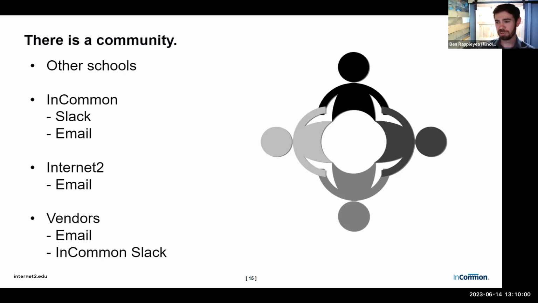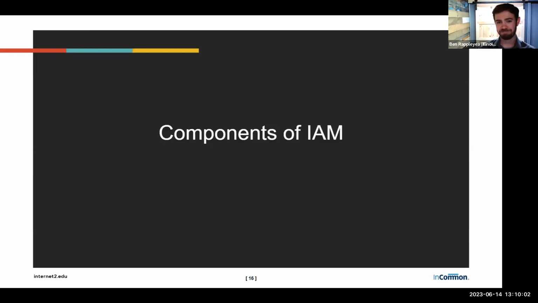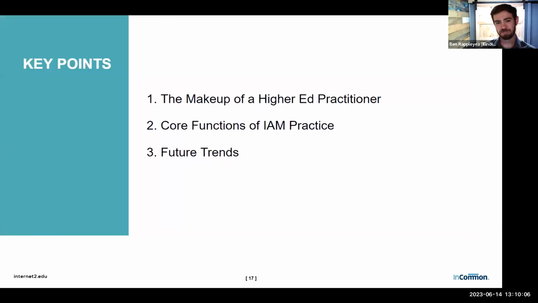So what that brings me to is components of IAM. What are the components of IAM? I'm going to be speaking into these a little bit more in each of my following slides, but it's going to be talking about what it takes to be an IAM practitioner in higher education. Core function of IAM practice is what are people expecting and what are the outcomes? And then we're going to talk a little bit about future trends that we are seeing right now.